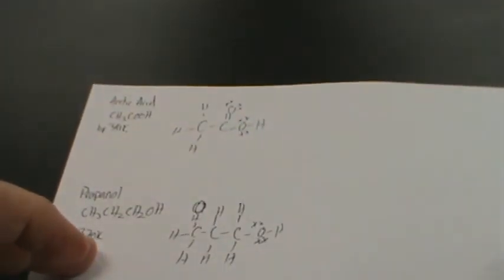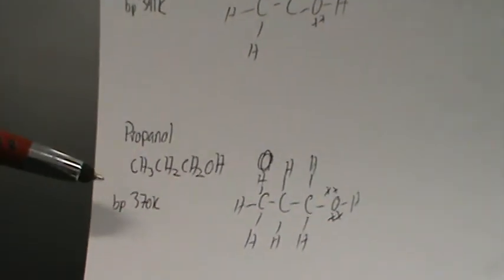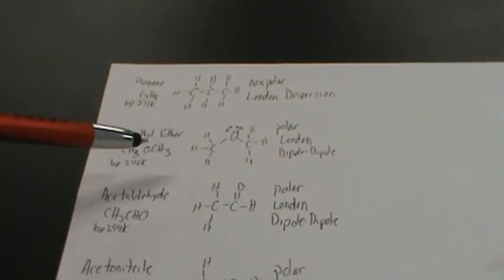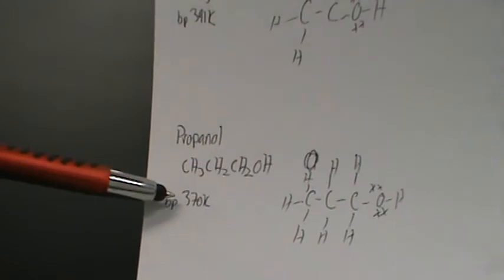Now, if we look at the boiling points in these two, acetic acid has a boiling point of 391 Kelvin. Propanol is 370. If we calculate out the masses, both of these are very close in mass. Going back to these, all four of these are roughly close to one another in mass. Okay? Now, why is acetic acid's boiling point higher than propanol?